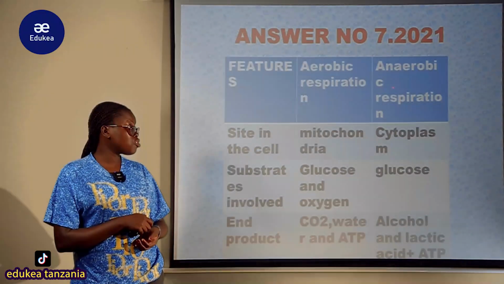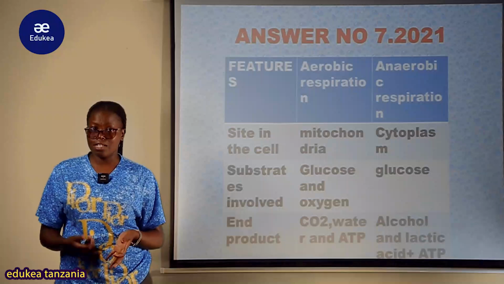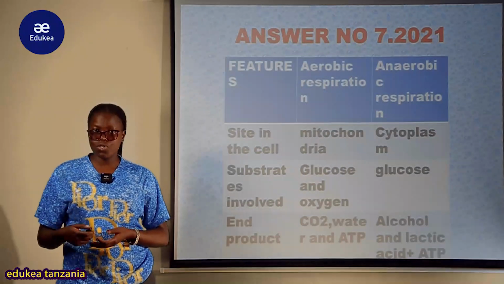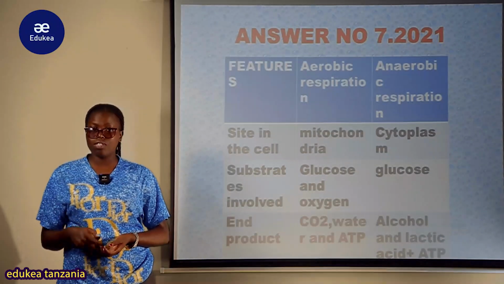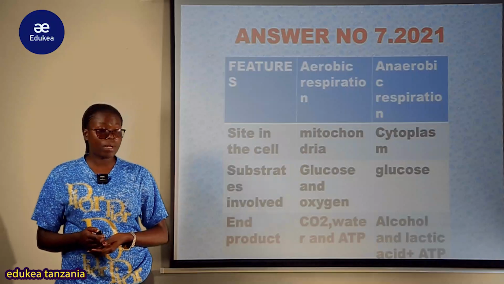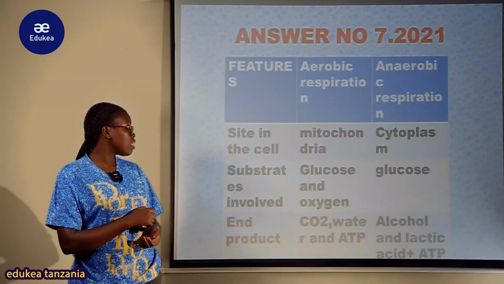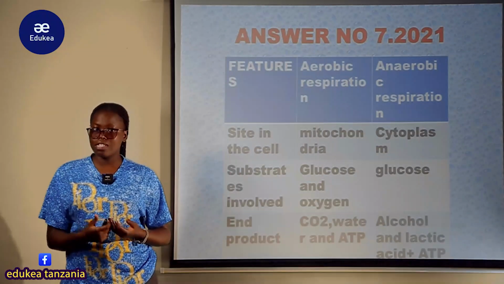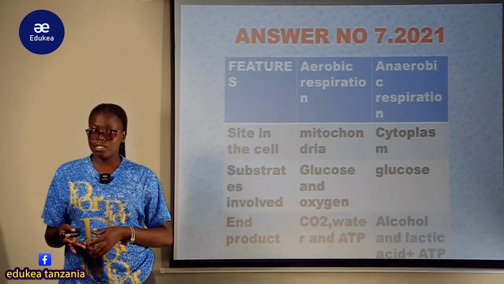The anaerobic respiration yenyewe inakuwa ina take place katika cytoplasm. So in terms of cell tushaona kwamba aerobic ni katika mitochondria, anaerobic inatokea katika cytoplasm. Na second features ni substrate involved. Substrate, these are the raw material, the starting material.